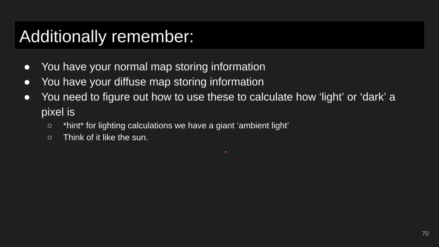Okay? So additionally, remember, you have your normal map that stores information, you have your diffuse map that stores information, and again, you're going to use these maps to figure out how light or dark a pixel is. The diffuse map is just a pure color, but your actual normal map is what you're using. Okay, so think about what that computation is. Again, I might have given some analogies or given that answer away already. The angle between two things, two vectors, how do we compute that?